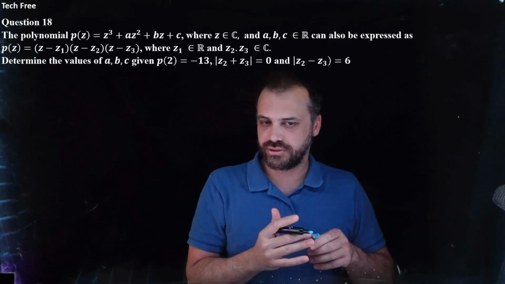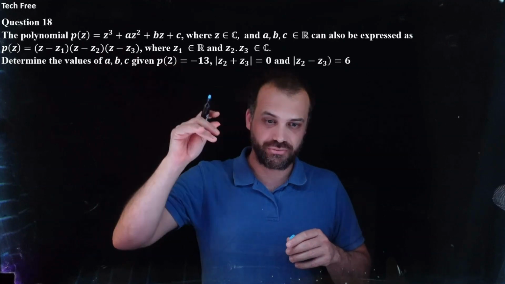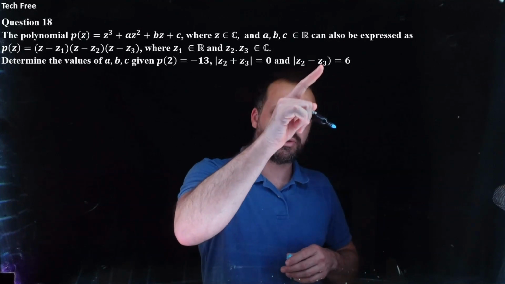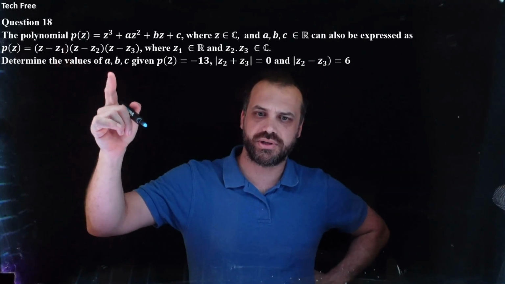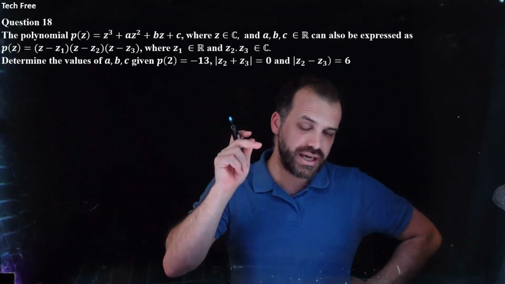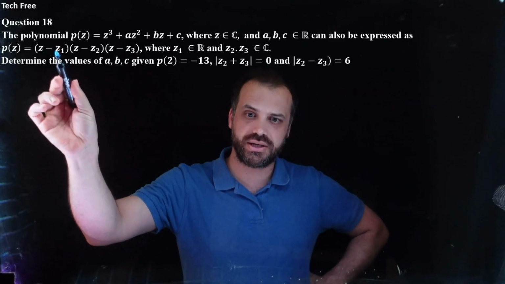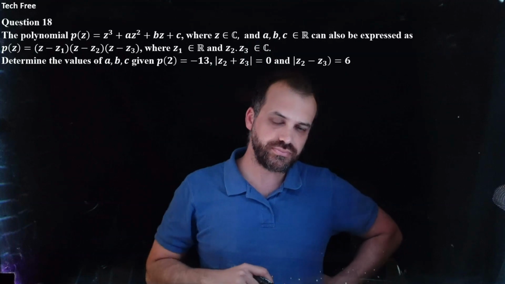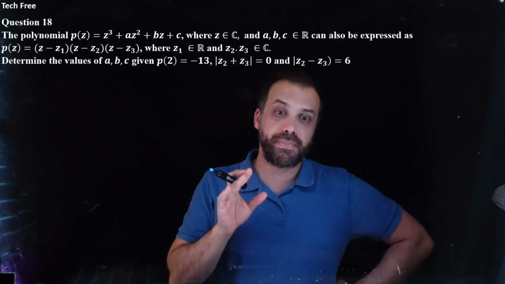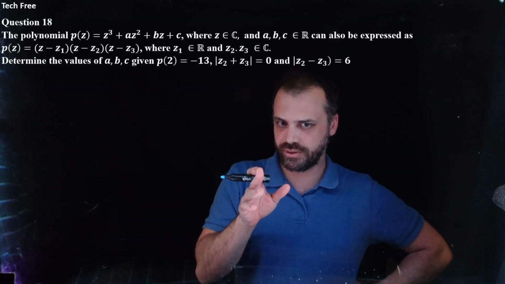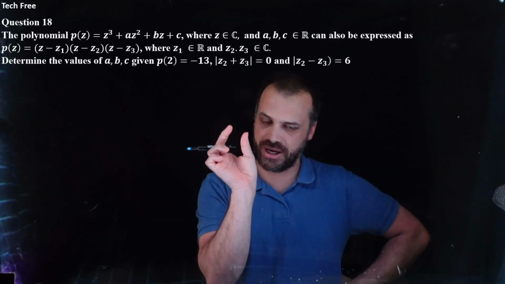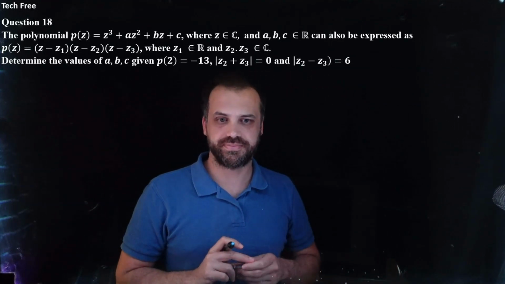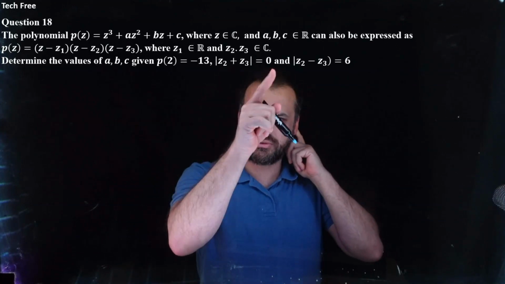That's important information because if all of the coefficients are real, then that means that the conjugate root theorem is in play. Okay, it says it can also be expressed as p(z) equals (z minus z1)(z minus z2)(z minus z3), where z1 is real. Okay, so this one here is real, but z2 and z3 are complex. All right, and then it says determine the values of a, b, c given p(2) equals negative 13, the magnitude of z1 plus z2, the magnitude of z2 plus z3 is equal to 0, and the magnitude of z2 minus z3 is equal to 6.